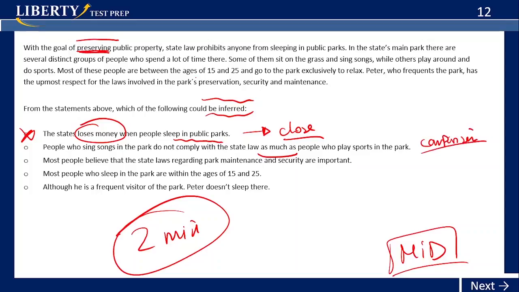And you're comparing two groups of people that were stated here, right? People who sing songs, the singers, these hippies, with the people who play sports in the park. You have two different groups. Now, have we been given the compliance rate for each of the groups? Do we know how much the first group complies and what's the rate for the second group? No. If we don't have the rates of their compliance, we cannot choose this answer.